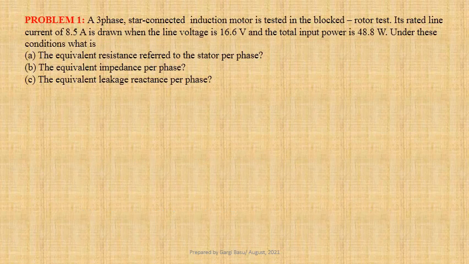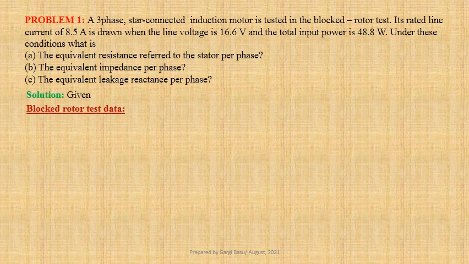A three-phase star-connected induction motor is tested in the blocked-rotor test. Its rated line current of 8.5 ampere is drawn when the line voltage is 16.6 volts and the total input power is 48.8 watts. Under these conditions, we have to determine the equivalent resistance referred to the stator per phase, the equivalent impedance per phase, and the equivalent leakage reactance per phase. Let us first write down the given blocked-rotor test data.